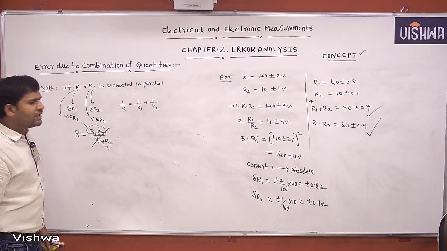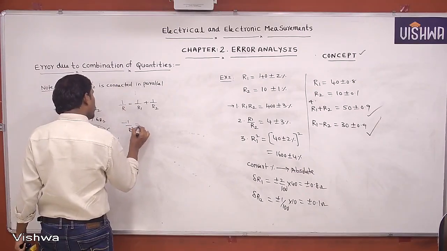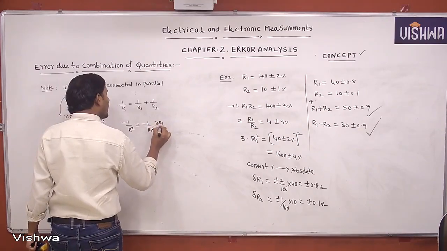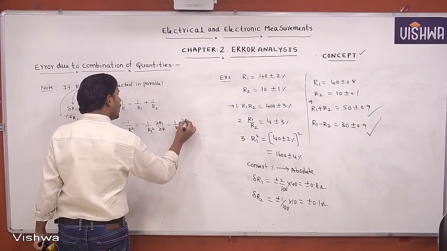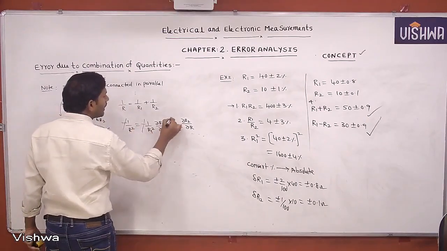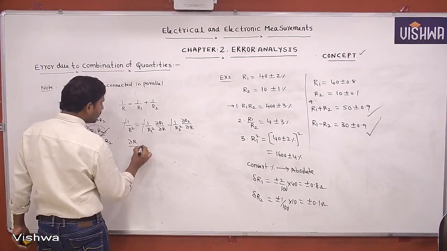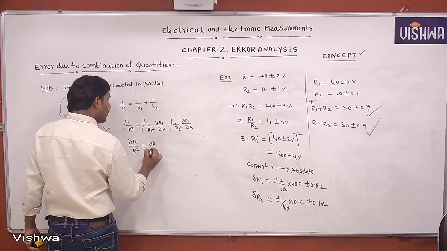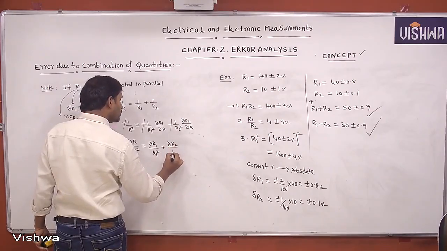Then partially differentiate both sides with respect to R. Then what can you get? Minus 1 by R square equal to minus 1 by R1 square into dou R1 by dou R, minus 1 by R2 square into dou R2 by dou R. Then the negative is cancelled. Then what can you get? Dou R by R square equal to dou R1 by R1 square plus dou R2 by R2 square.